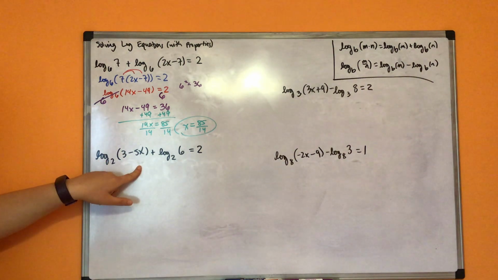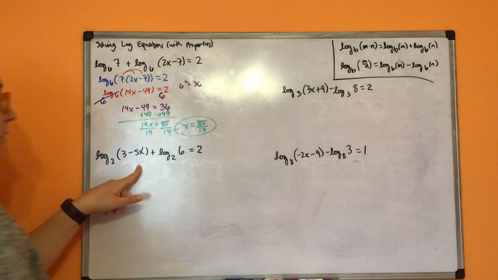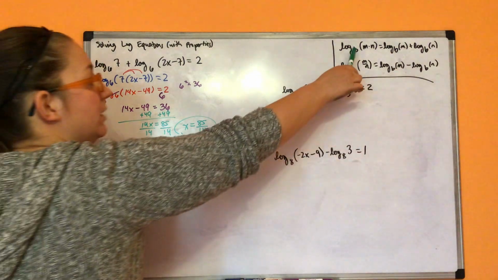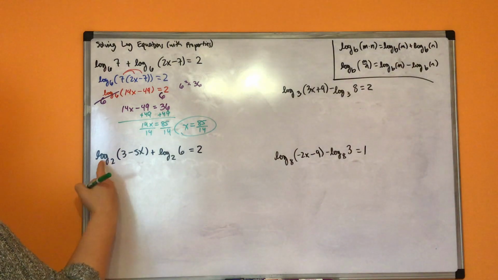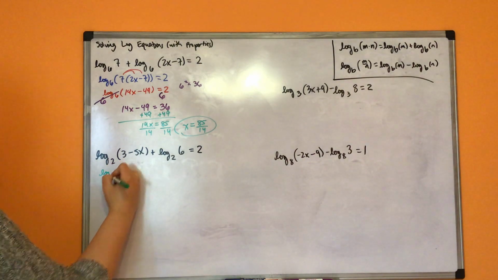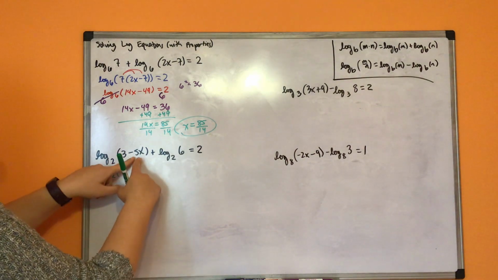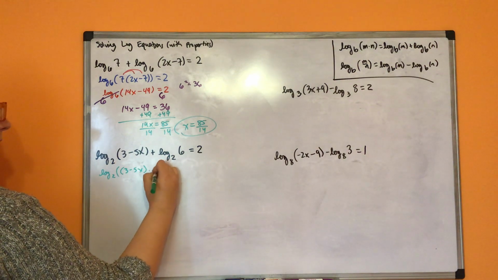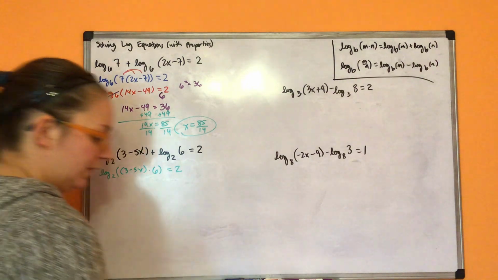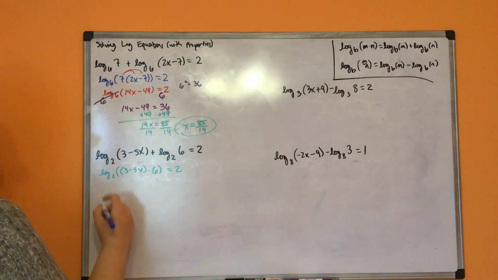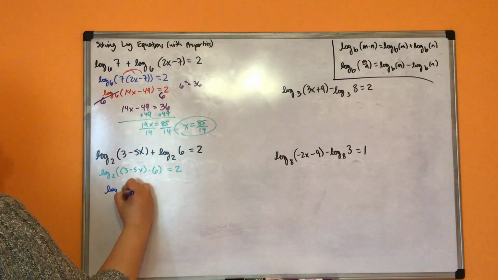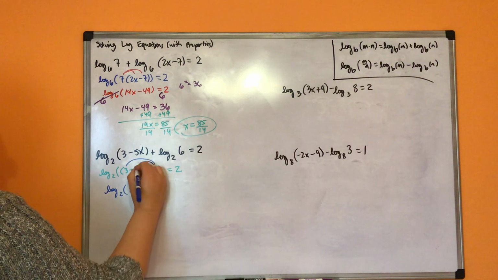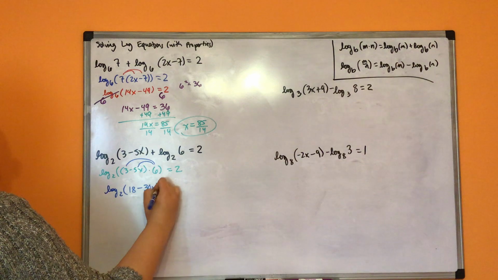This one is also addition, so we are going to follow the same process. We're going to start by turning the addition into multiplication. So when I do that, I write my log just once, which is log base 2. And I need to multiply these two things together. 3 minus 5x times 6. I need to distribute here. So log base 2 stays the same. When I distribute the 6, I get 18 minus 30x.